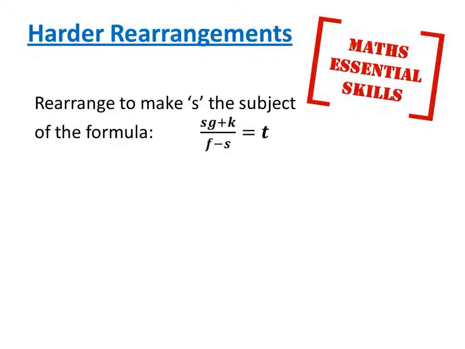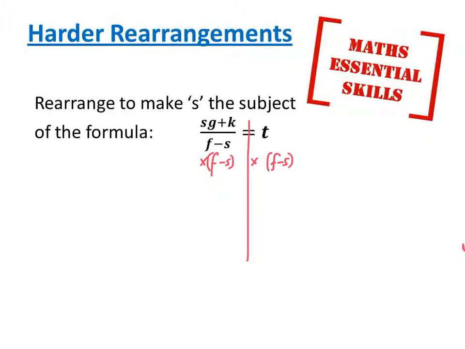Rearranging formulae is like solving equations. We get everything other than the unknown onto one side. This time I want to make S the subject. Well, mathematical logic tells me the first thing I'm going to do here, after I draw my line down, is to multiply each side by F minus S. And in fact I'm going to put that in brackets so it's very neat and tidy.